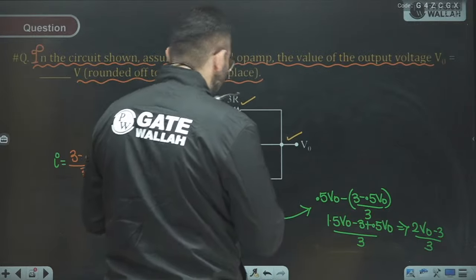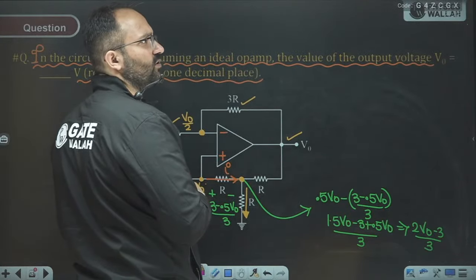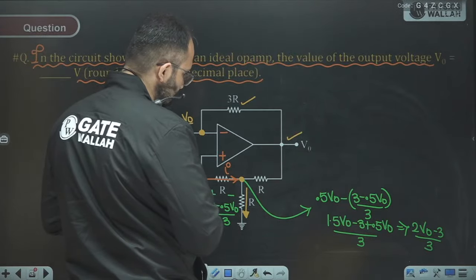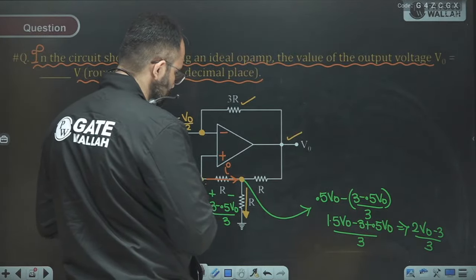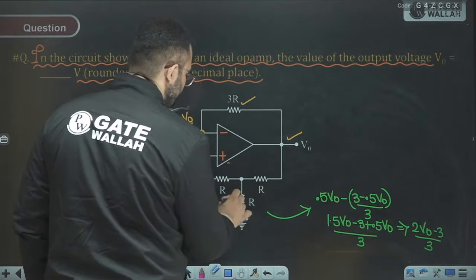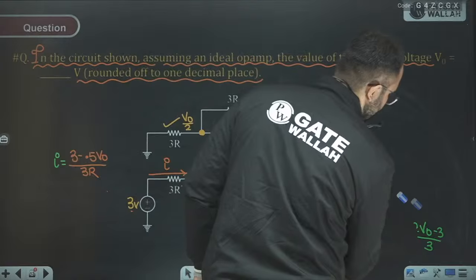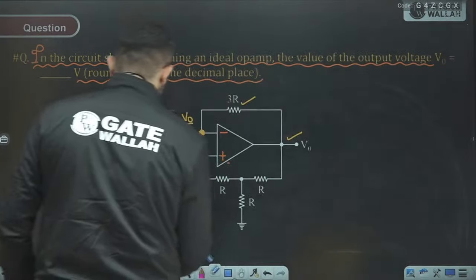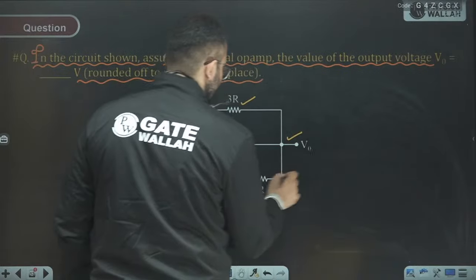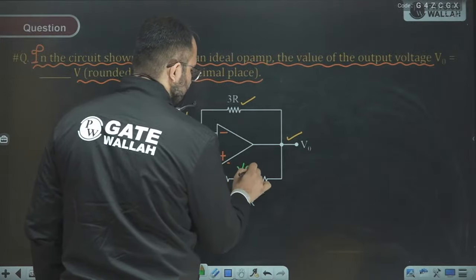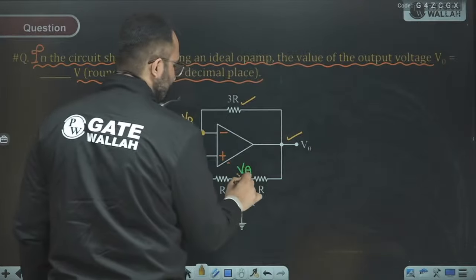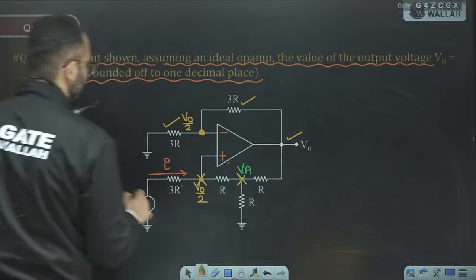We can solve by KCL also. I think we must go by KCL, otherwise this will be a lengthy one. So let's take a voltage VA. We'll apply KCL at two nodes, at this node and at this node.